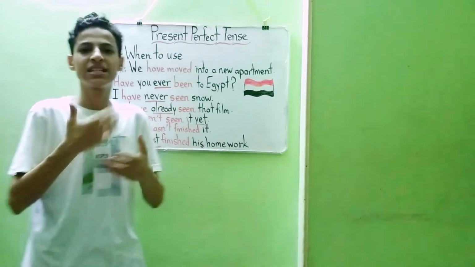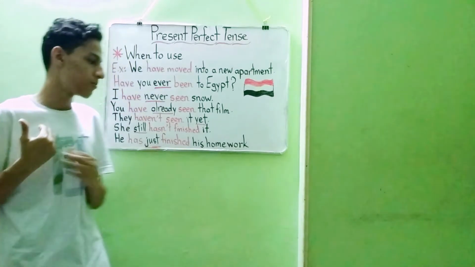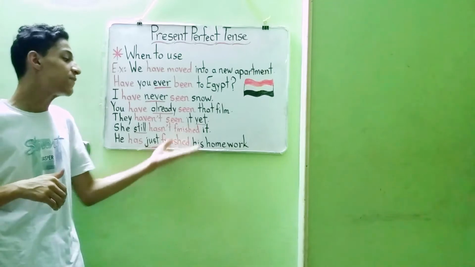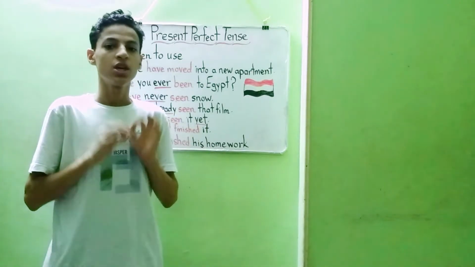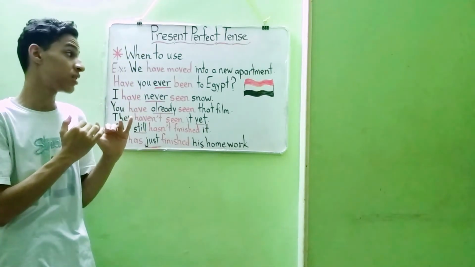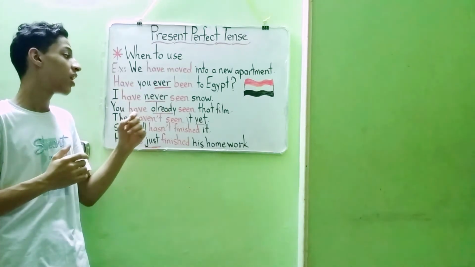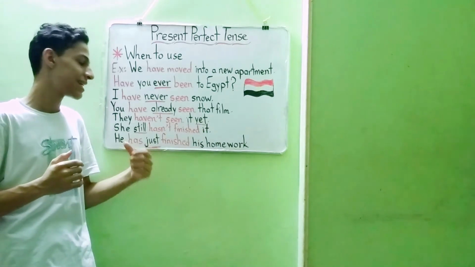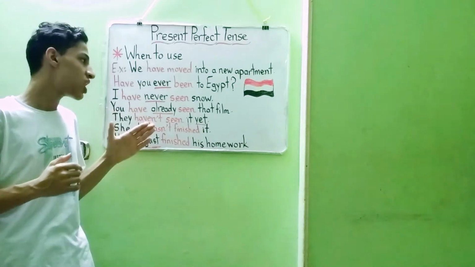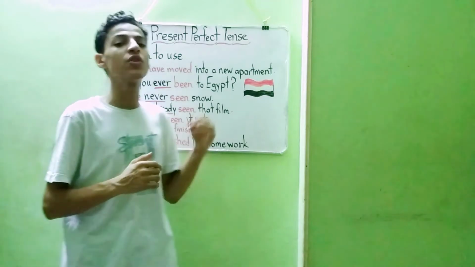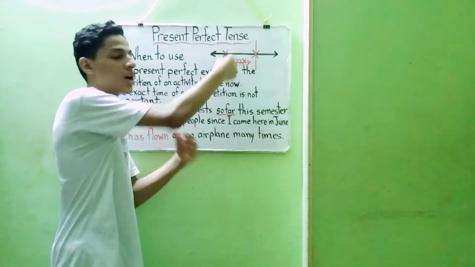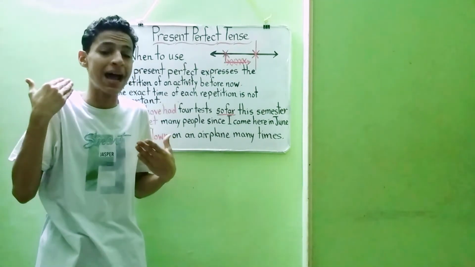Anne started a letter to her parents last week, but she still hasn't finished it. He has just finished his homework. So, notice in the examples the adverbs ever, never, already, yet, still, and just are frequently used with the present perfect tense. Second, the present perfect also expresses the repetition of an activity before now.